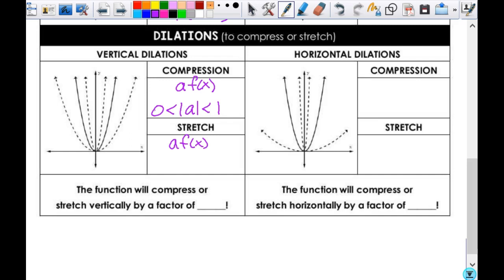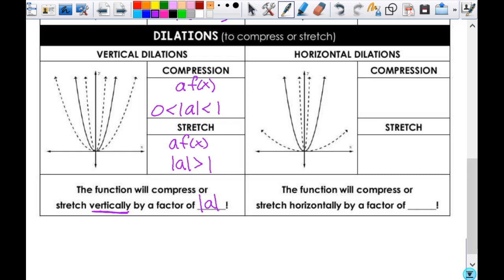The stretch, that's going to be greater than 1. So the absolute value of a is going to be greater than 1. Because the sign that may be on a would give you the reflection, right? That's a different part of that. So the function will compress or stretch vertically by a factor of a, the absolute value of a.